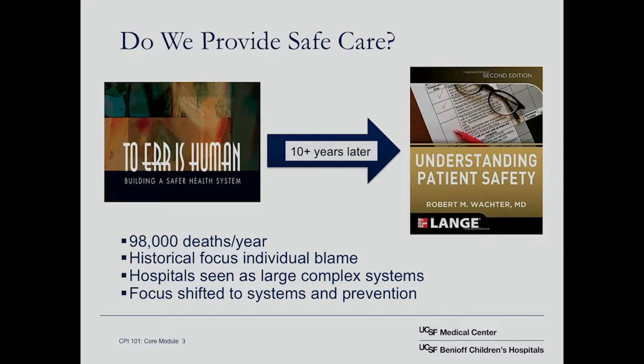One of the things that we've learned over the last 15 to 20 years is that what we need to be thinking about are the systems that contribute to patient error. So that's an important shift that's happened over the last few years, moving away from blaming individuals and developing our understanding of hospitals, healthcare systems, and ambulatory care.